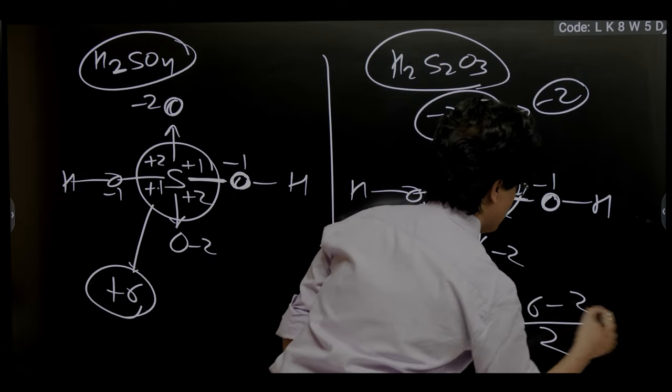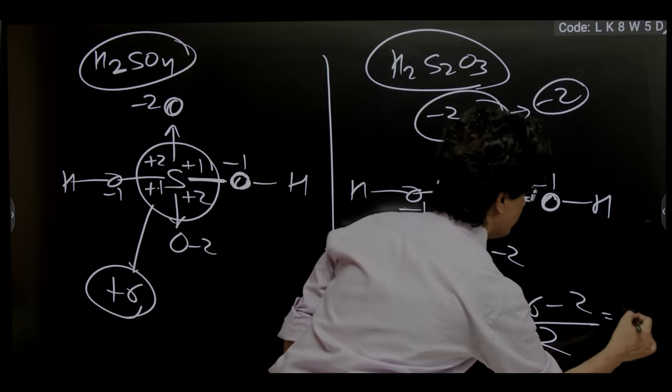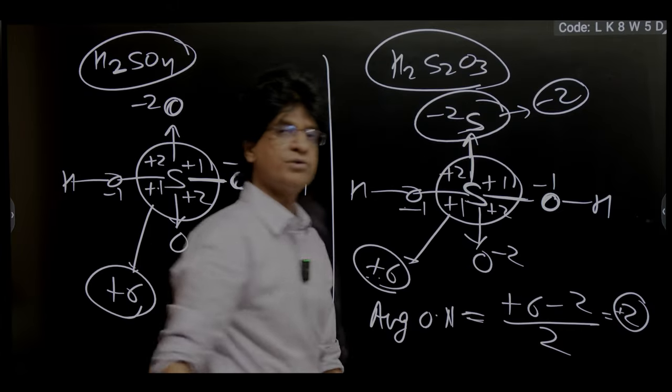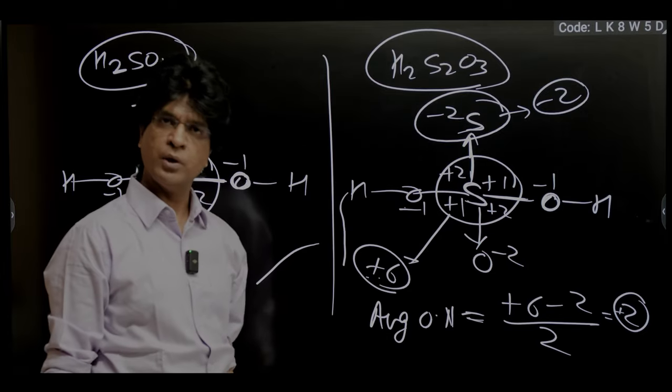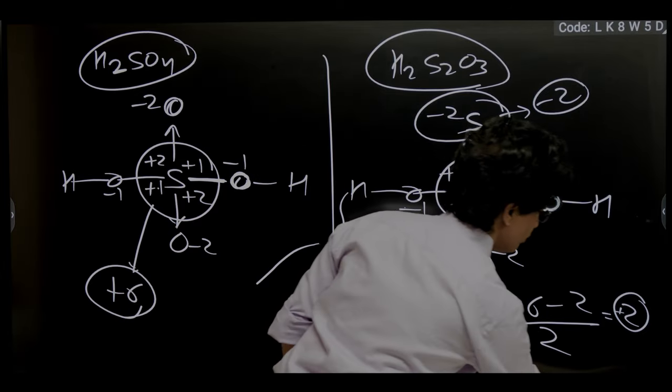So this will be plus 4 divided by 2, plus 2. That is the average oxidation number of sulfur in this entire compound. Okay, so let's do some more examples.